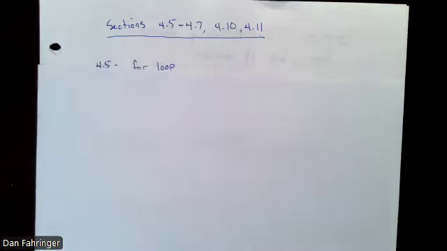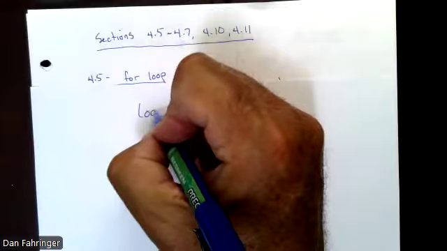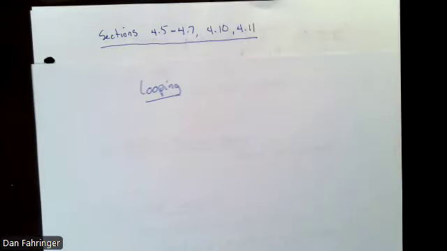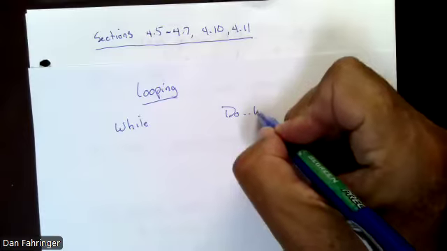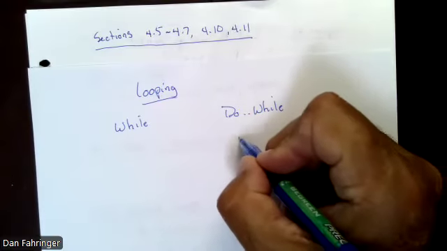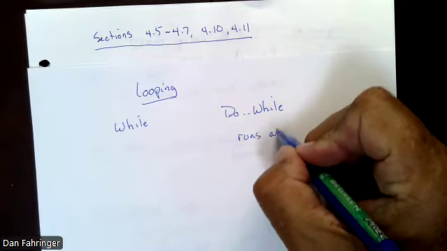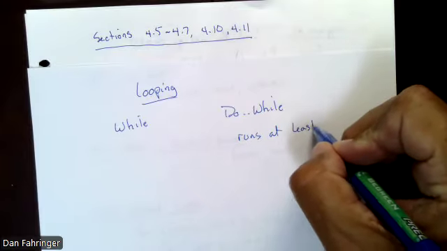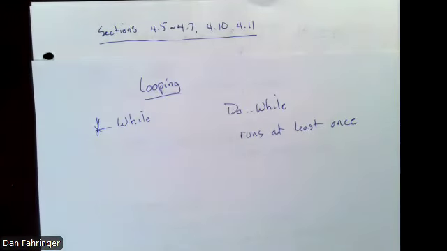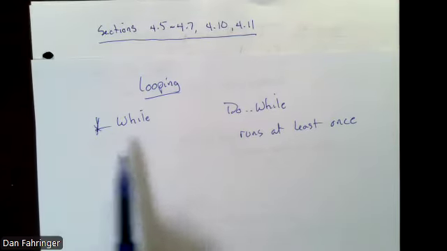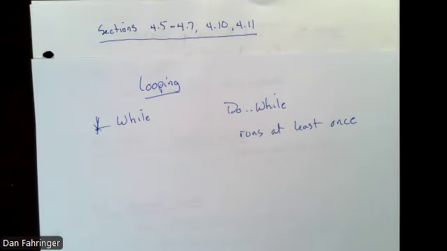Chapter 4, we got into this thing called looping. And up to this point, we have a while loop and we have a do loop, a do while. This guy runs at least once. This guy is the only one we really need to know how to do because we can use this all the time. One loop and done.